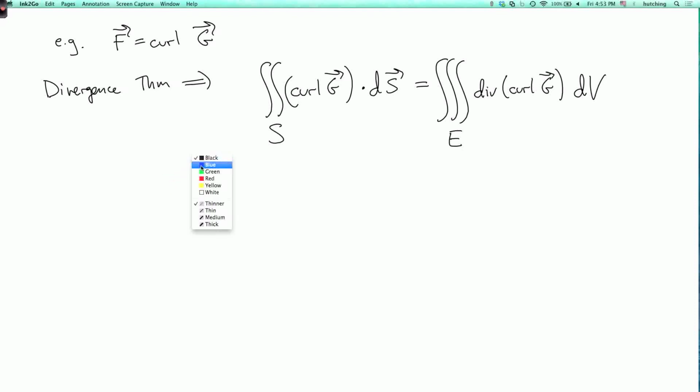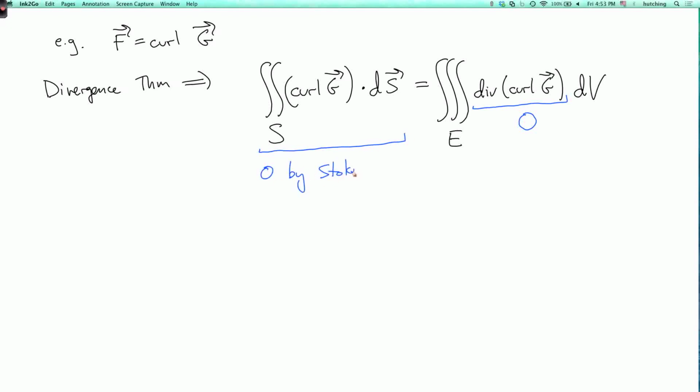Why is that? Well, let's look at the right side first. We saw before that if you take any vector field and take its curl and then take its divergence, then you get 0. So this is the function 0. When you integrate that over anything, you get 0. Now what about the left side? Well, the curl of G doesn't have to be 0, but the total integral of the curl of G over S is 0 by Stokes' theorem. What Stokes' theorem really tells you is that the double integral over S of the curl of G dot dS is equal to the line integral of G around the boundary of S. But S has no boundary, so if you take a solid region and take the boundary of the solid region, that surface has no boundary.